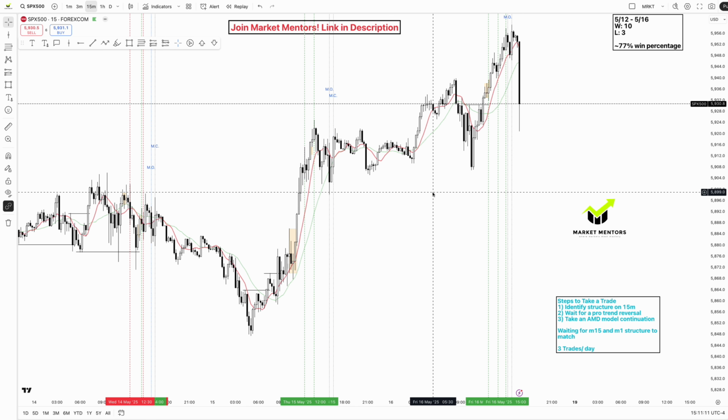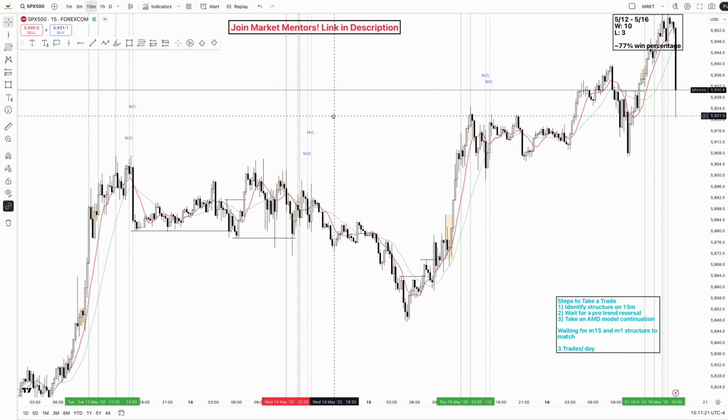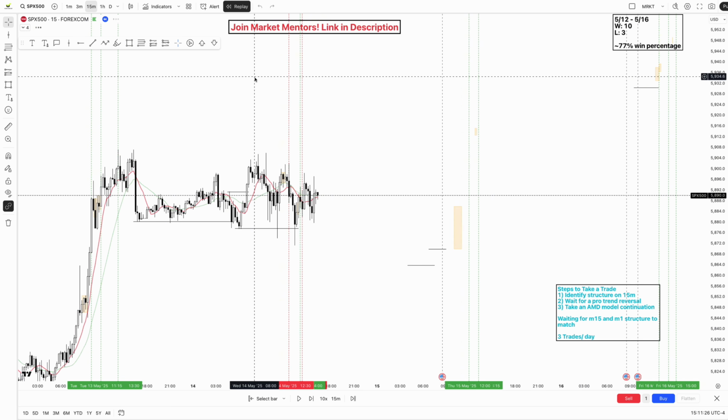Getting to it, you can see here this is the weekly result for this week: 10 wins and 3 losses, 10 out of 13, with how I've backtested everything. So let's see how that played out for Wednesday, Thursday, and Friday.